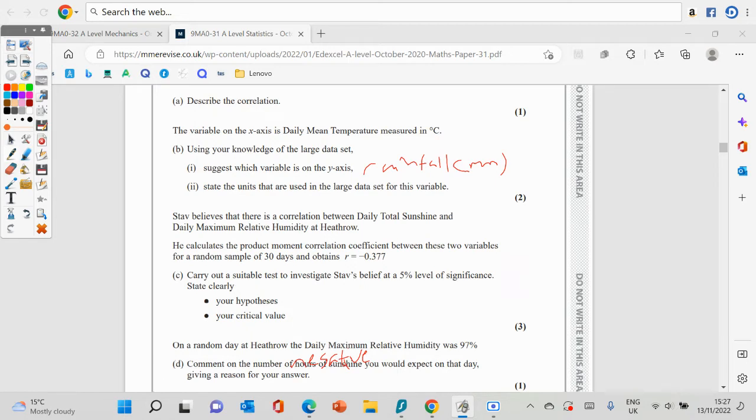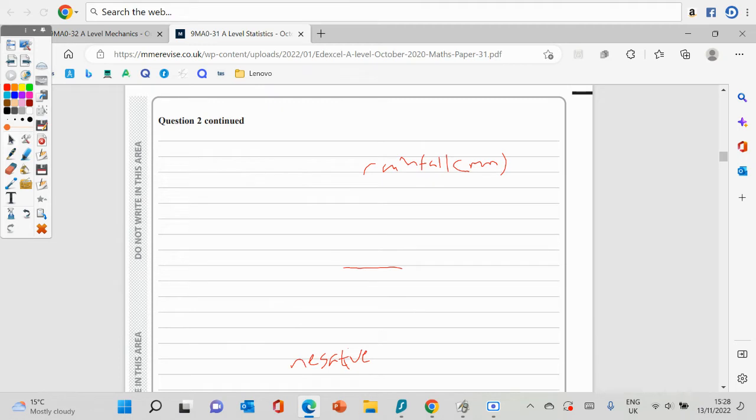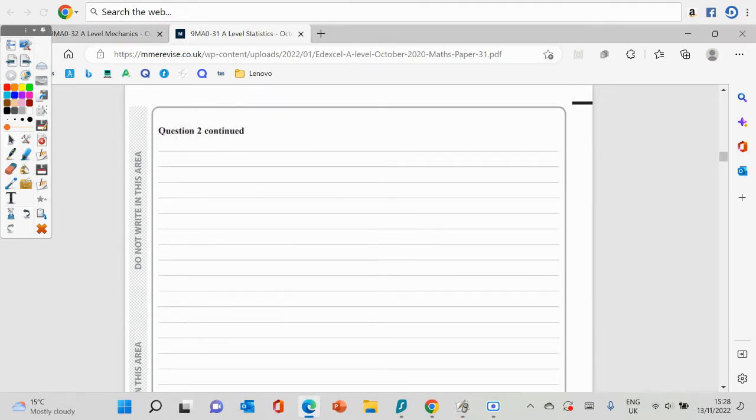Now, this is a hypothesis test. Carry out a suitable test to investigate Stav's belief at a 5% level of significance, stating clearly your hypotheses and your critical value, given that r is minus 0.377. Right, so how do we set these up? Well, it's fairly straightforward. I'm going to move on to the next bit of paper here. So, we write it out. This is going to be very long-winded.